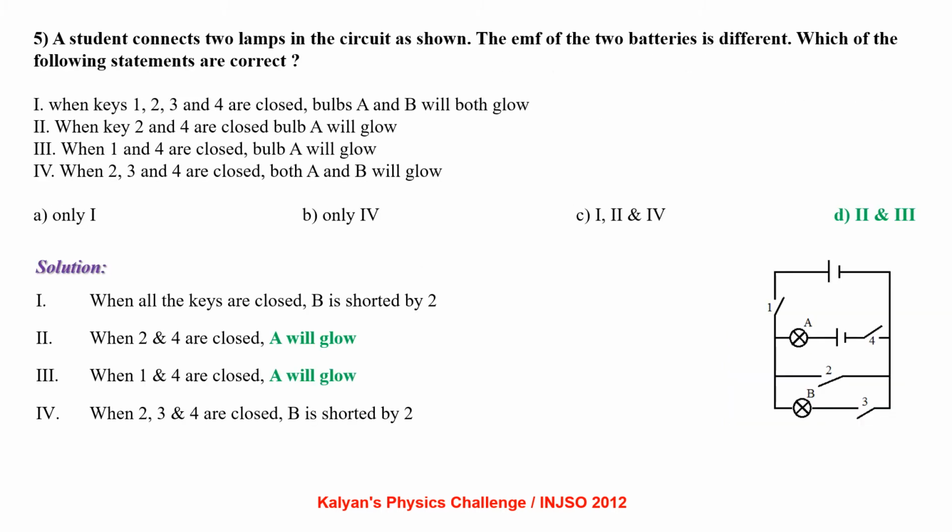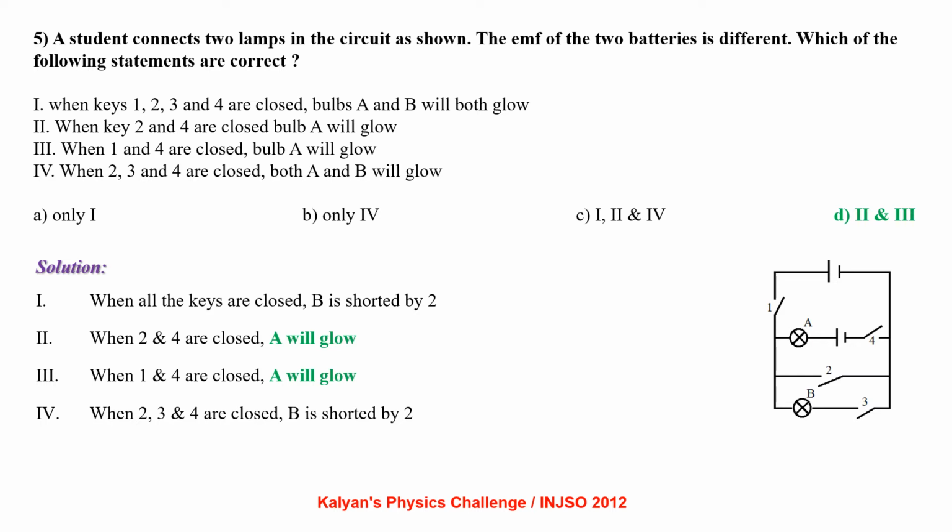A student connects two lamps in the circuit as shown. The EMF of the two batteries is different. Which of the following statements are correct? When keys 1, 2, 3 and 4 are closed, bulbs A and B will both glow. When the key 2 and 4 are closed, bulb A will glow. When 1 and 4 are closed, bulb A will glow. When 2, 3 and 4 are closed, both A and B will glow.